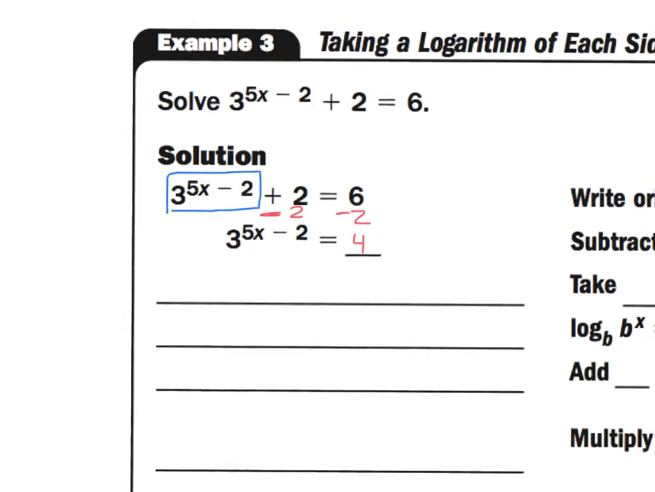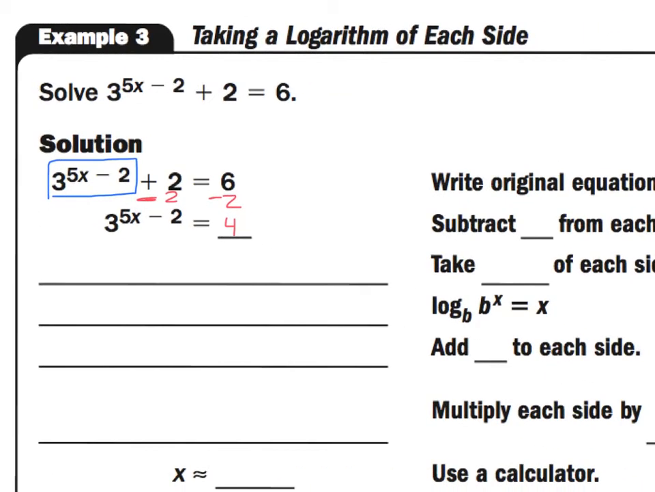Now, I can take the log base 3. So what did I do? I subtracted 2 from both sides. And now, either you rewrite it with the log base 3 of 4 equals all that, or you just say log base 3 of both sides. So that's going to look like this. Log with the base of 3 of 4 is equal to the exponent there, 5x minus 2.